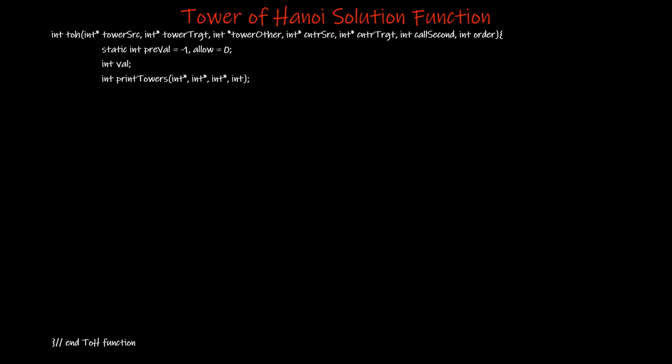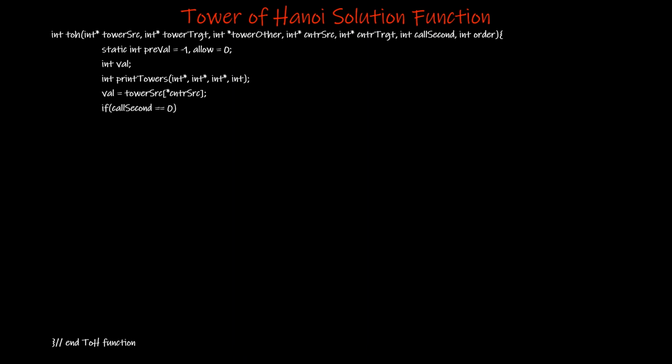Then we declare a print tower function with four parameters. First three will be the integer pointers for the three towers which you want to print, and the last will be taking the value of order to specify the printing arrangement. How this works we'll see in the print tower function. Next, we capture the value of the disk which you want to transfer by specifying the source tower and the index as the counter source value. And that value is assigned to the val variable.